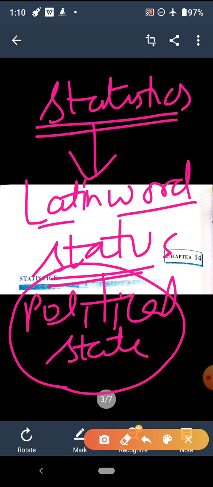So statistics is derived from a Latin word status. The word status means the political state, or you can simply say that statistics means the data on the life of the people that is useful to the state. For example, number of males, number of females, number of children, number of old age persons, all these are data.